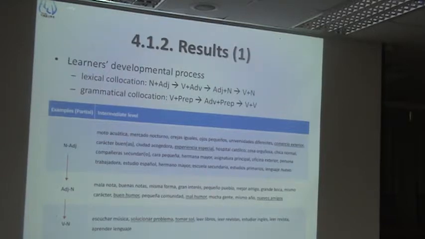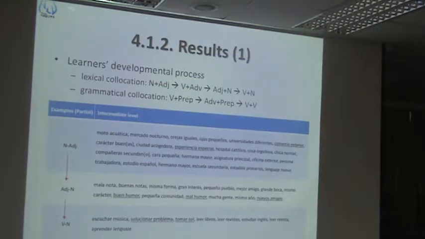And the combination of verb and noun is learned at a later stage of the developmental process, like solucionar problema, solve problem, and tomar sol, take a sun bath. These are developed at a later stage. So here are just some examples of our conclusions on the developmental process of collocation.